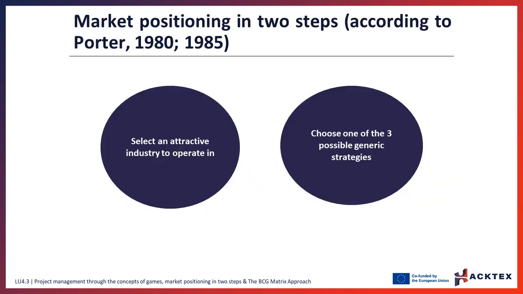There are 3 different approaches of generic strategies that were first set by Michael Porter in 1985. One must first start with making a decision that will set the rest of the project management process: either select an attractive industry to operate in or choose one of the 3 possible generic strategies. This will set the start for positioning the firm into the market.